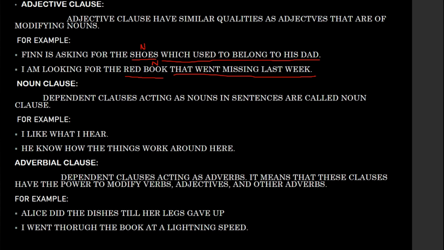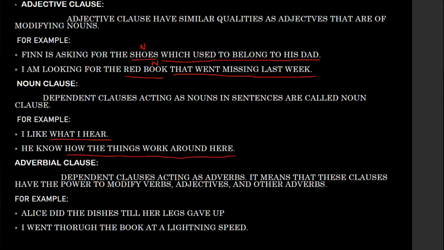So the next one is noun clause. Dependent clauses acting as a noun in a sentence are called noun clauses. Basically, what is a noun? Noun is a naming word. So the dependent clause that acts as a noun in a sentence is a noun clause. For example, I like what I hear. So here, what I hear is a noun clause. The next one is he knows how things work around here. So here, how things work around here is a noun clause.